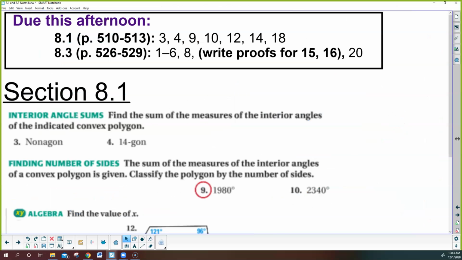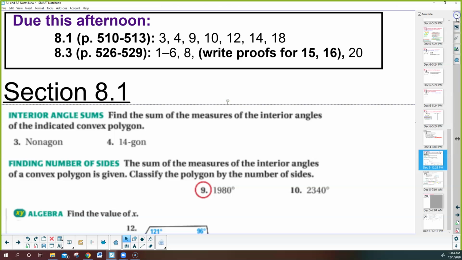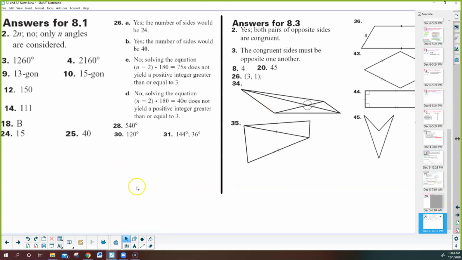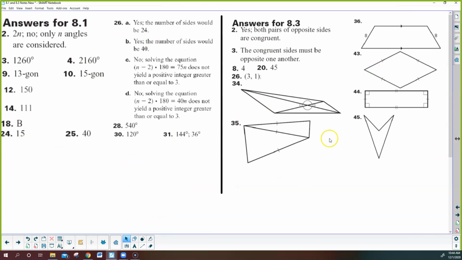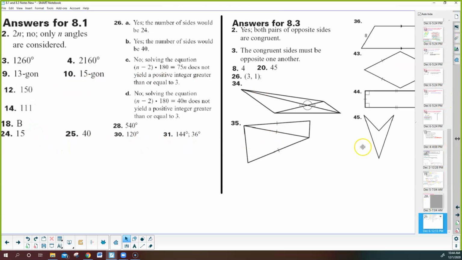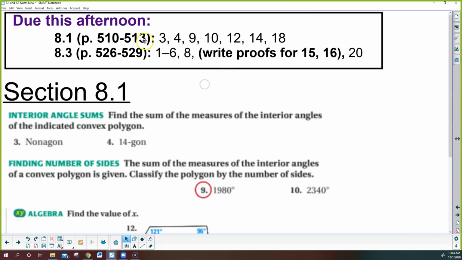And then I will be posting the answers. Now, I will say we reduced this assignment from years past. So I'm going to post these answers along with my proofs for 15 and 16. But when I post these answers, please know that there's more answers on there than you were assigned.